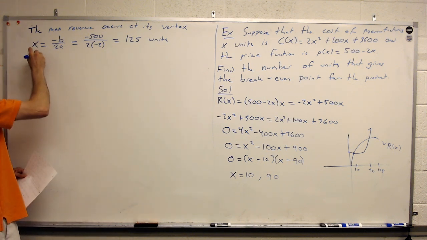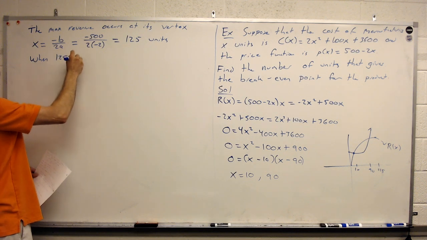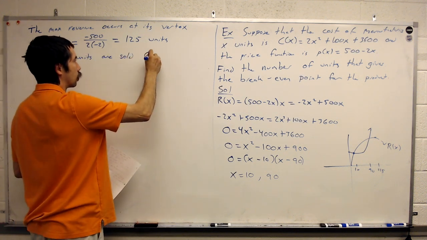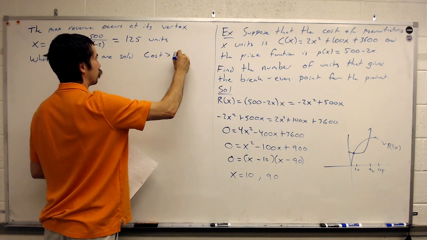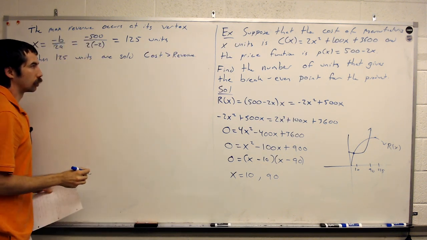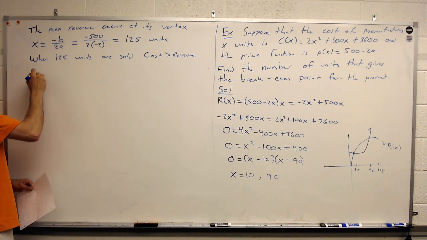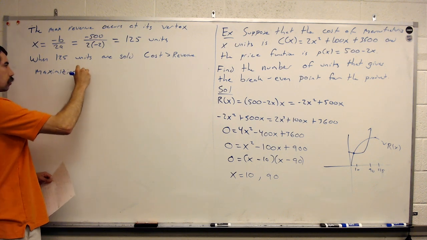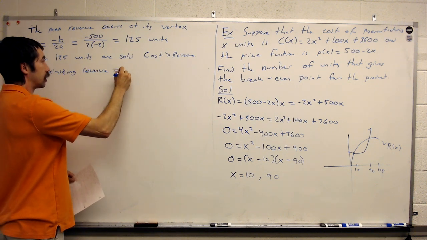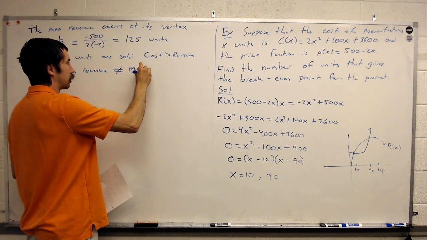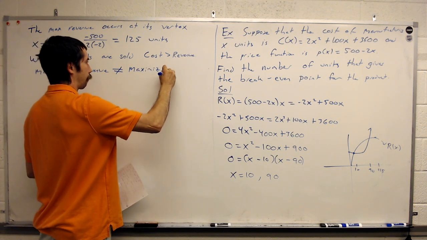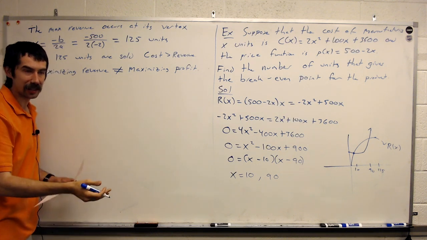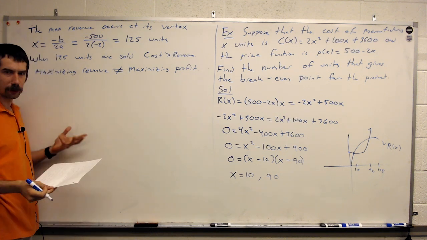So when 125 units are sold, cost is actually greater than revenue. So what does this show you? It shows you maximizing revenue is not the same thing as maximizing profit. So sometimes you have to sell less to make more, which is what this shows here, which is a little bit surprising, at least to me.